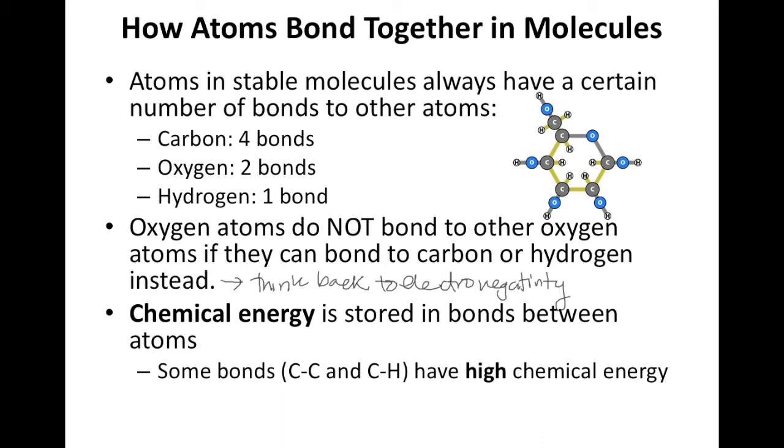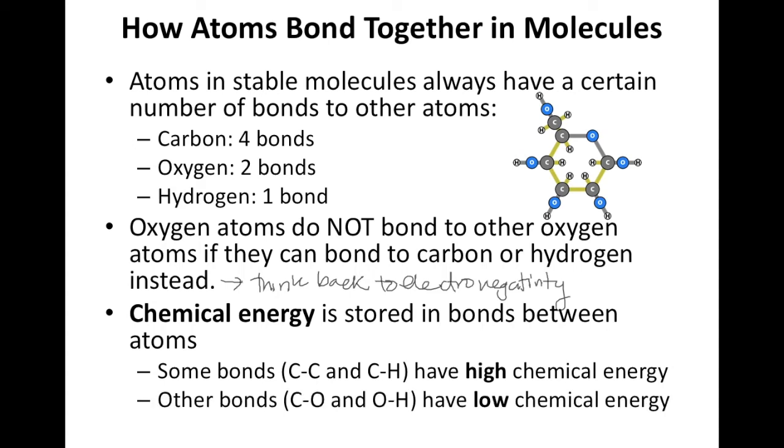So some bonds like carbon-carbon or carbon-hydrogen bonds have high energy potential. That means if you break those bonds, you're going to basically create more chemicals and more reactions whose end product will give more energy than it took to break the carbon-carbon or carbon-hydrogen bond. However, some other bonds like carbon-oxygen or oxygen-hydrogen have low chemical energy. This again goes back to electronegativity.